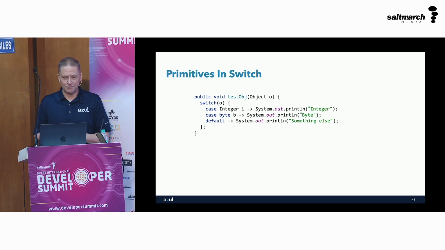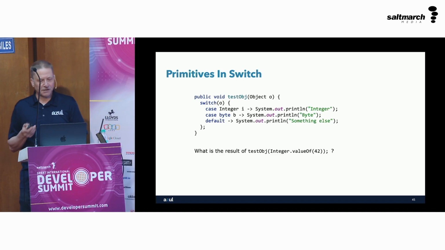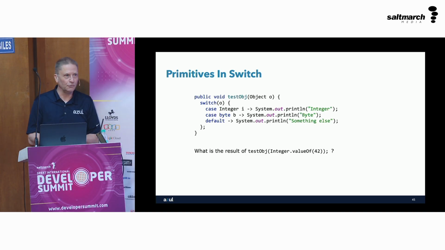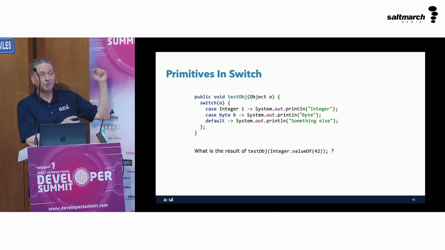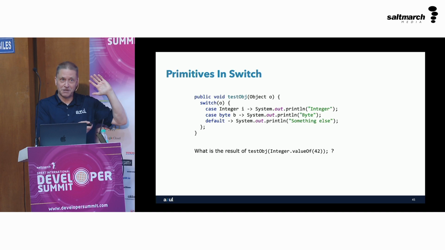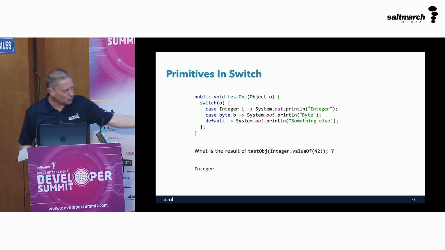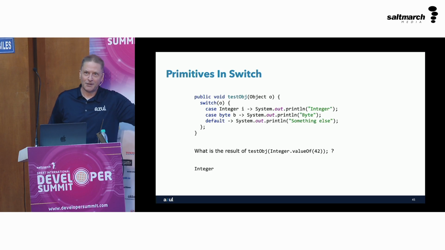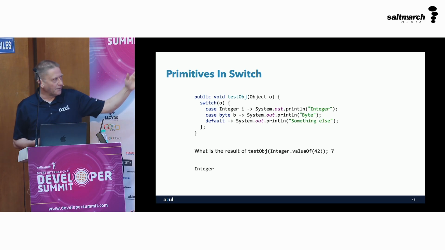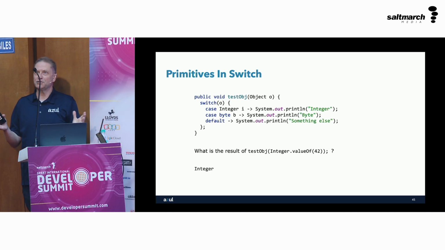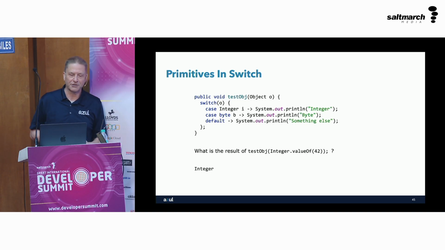Let's look at some examples. So what would be the result of test, where we pass in Integer.valueOf(42)? Anybody want to guess what that's going to do? Did I hear Integer? Yes, I hope I heard Integer, because the answer is Integer. Because literally we are creating an Integer object using valueOf, and then passing it to test. So it's going to match against Integer. There is no question about that. We have an Integer object, we match against it.